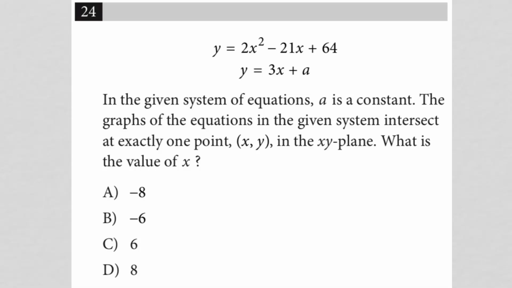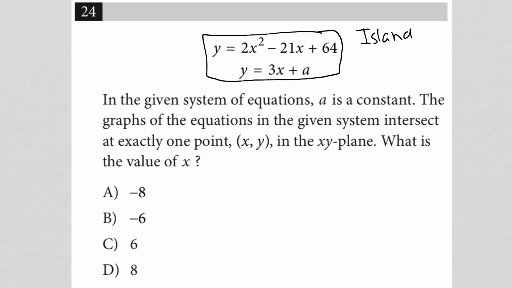So this question is a system of equations question, but it's also what I'm calling an island question. By island, I mean that we have this floating system of equations. Sometimes it's not a system of equations we have, instead it's just a single equation. But in this case, we have a system of equations that is floating up above the passage question itself. So this is what I call an island question.